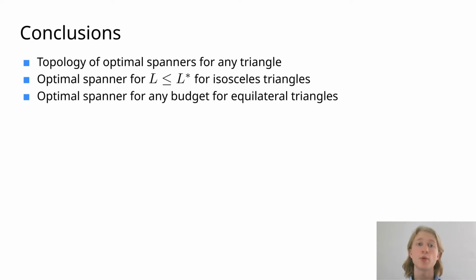Thus, in our work, we have first provided the general topology of optimal spanners for any 3 points. Next, we have characterized the optimal spanner for a maximum budget of at most the weight of the dilation star for the point set forming an isosceles triangle. Finally, we have shown the optimal configuration for the point set forming an equilateral triangle for any maximum weight.